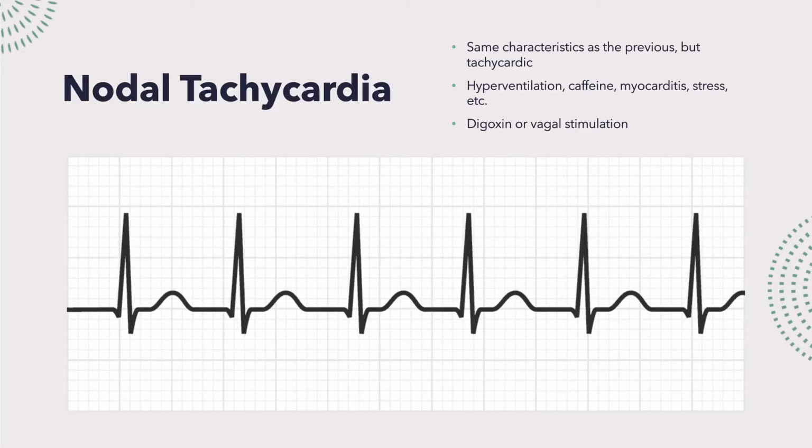Nodal tachycardia looks the same. There's no P wave. So here you can see an example. No P wave. QRST. QRST. QRST. But it's tachycardic, and this can be due to hyperventilation, caffeine, myocarditis, stress, other agitating factors. And the treatment for this is typically digoxin or vagal stimulation, and that slows heart rate down, and the P wave could recover if the SA node is healthy.